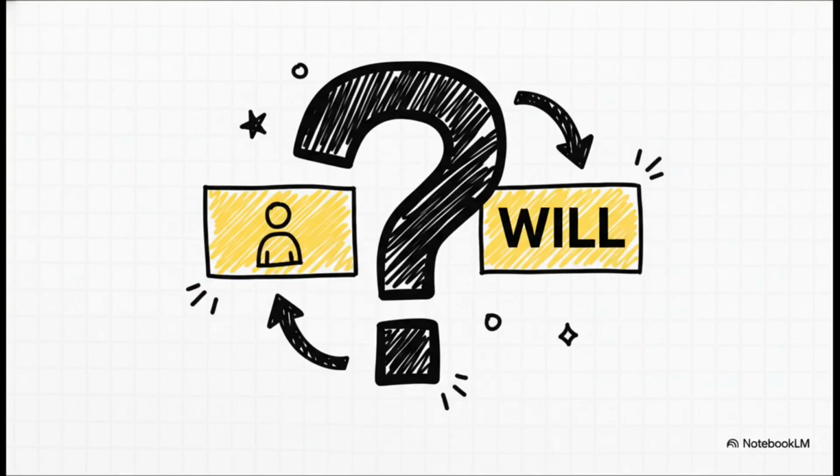Okay, so what about asking a question? Again, it's super straightforward. We just flip the order around. The word will jumps to the very front of the sentence, right before the subject. So instead of you will come, it becomes will you come to the party?